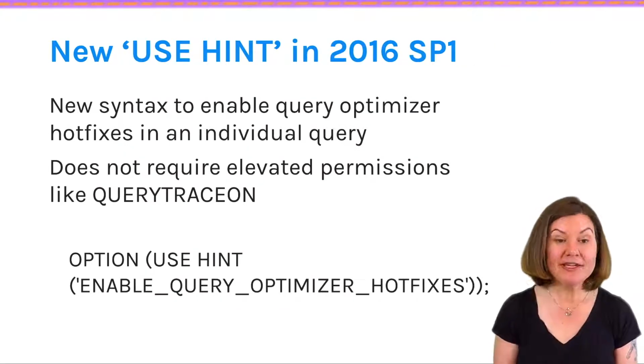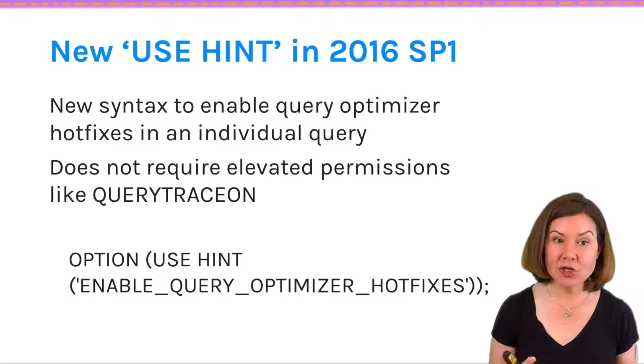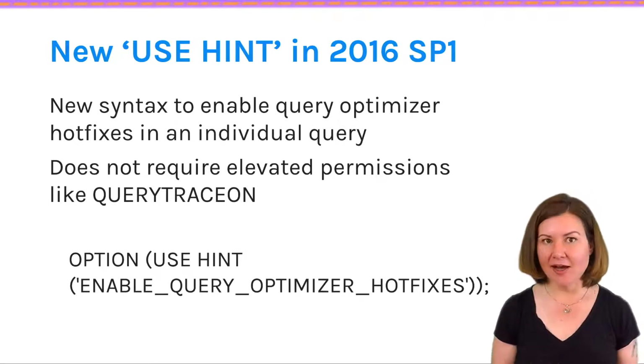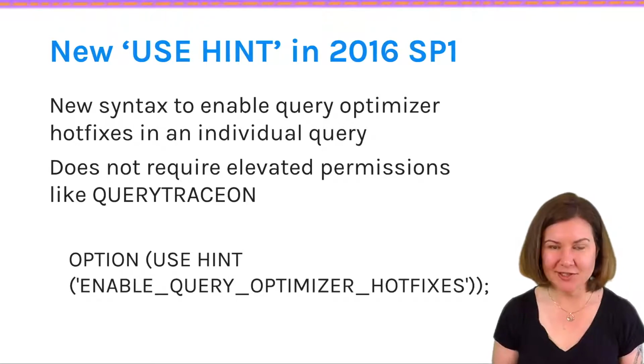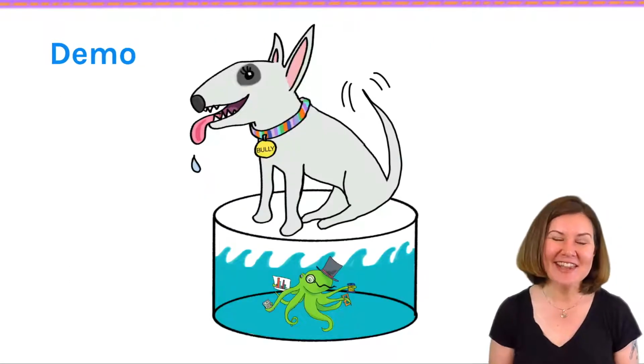I also now, in SQL Server 2016, after Service Pack 1, have the USE HINT option to enable query optimizer hotfixes, and this does not require elevated permissions. So we have not only the database scope, but they fixed that permissions issue. Let's dive in and take a look at these query optimizer hotfixes.